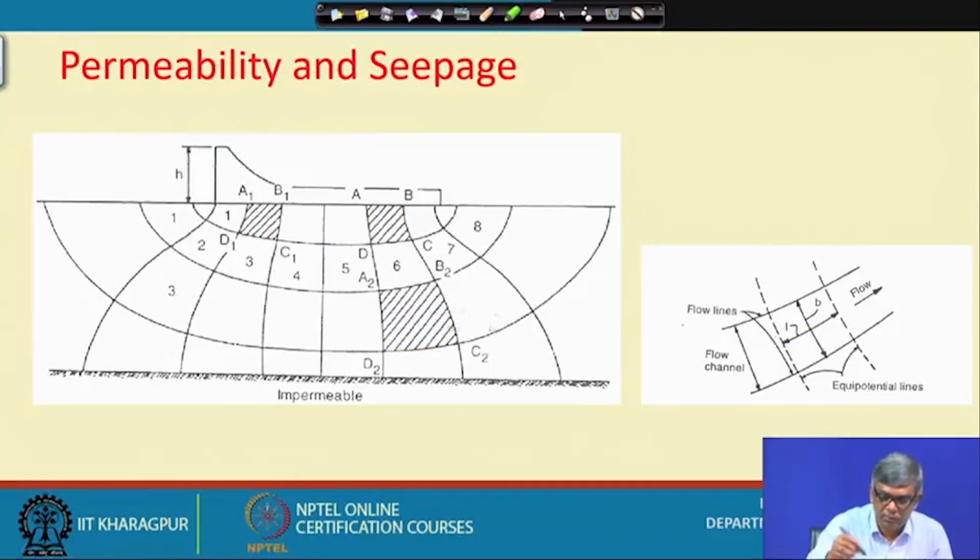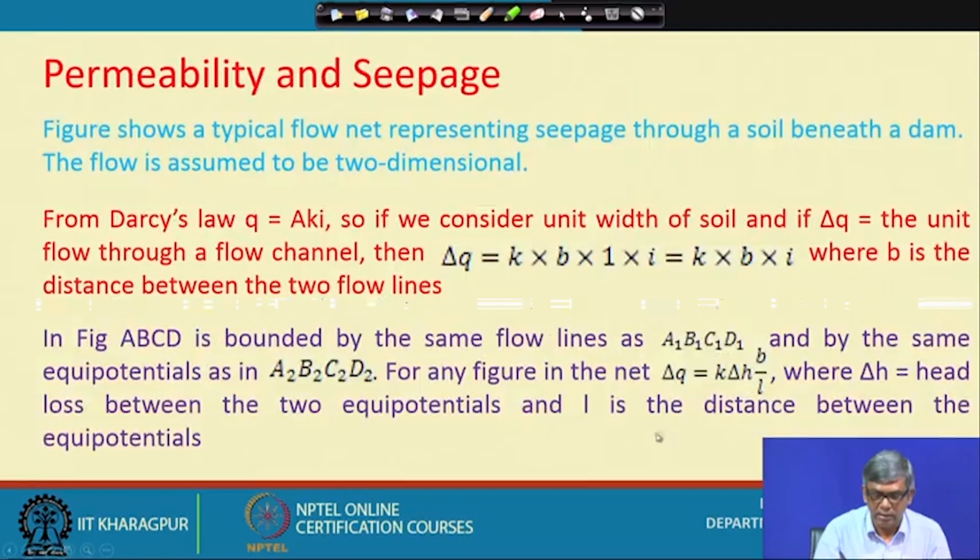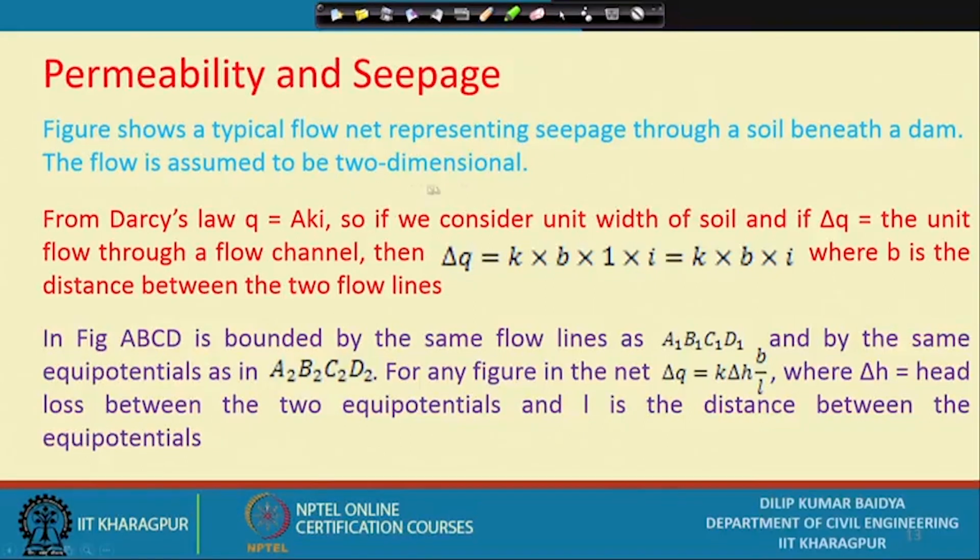So, I will proceed to this. Now, you can see the figure shows a typical flow net representing seepage through a soil beneath a dam. The flow is assumed to be two-dimensional. And then from Darcy's law, Q equals A K i.